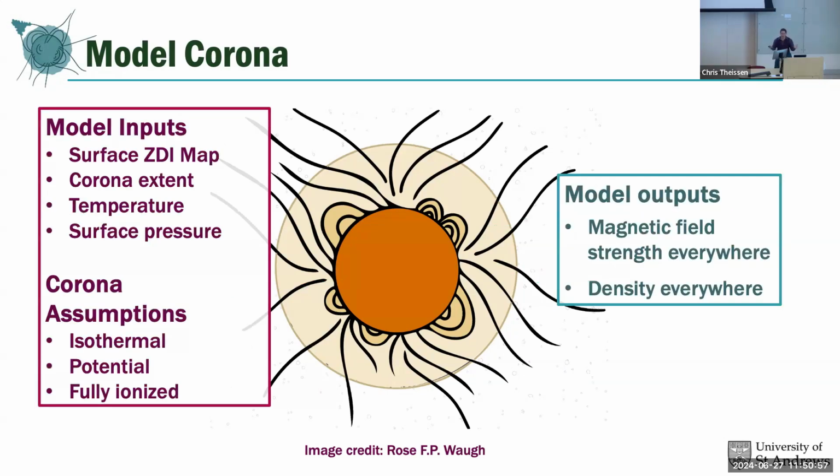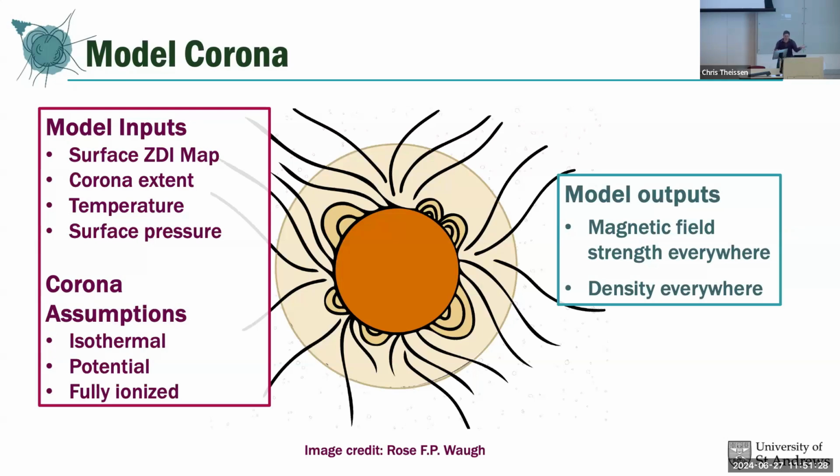What I give to the model is the boundary conditions, of course. The base boundary condition is that surface ZDI map. And then the upper boundary condition is a geometric boundary condition where at the corona extent, we insist all field lines are perpendicular to that imaginary sphere. We also give a corona temperature and a base surface pressure. And what we get out of this model is the magnetic field strength everywhere and the density everywhere.